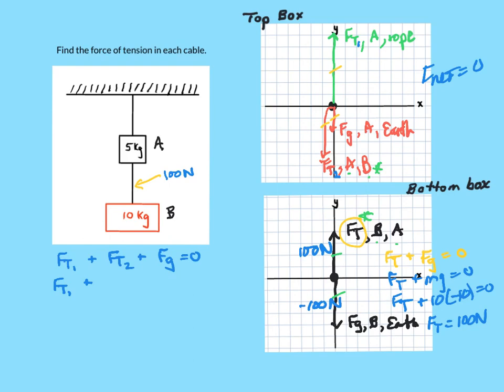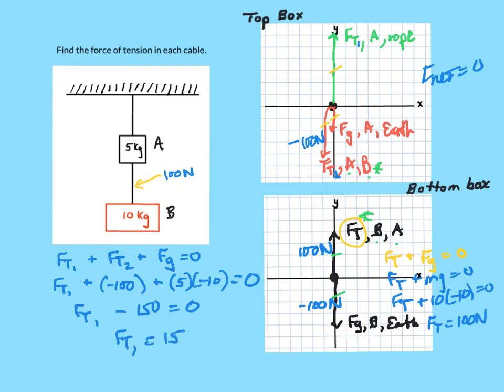And we already know what that is, right? So if this is 100 here, this is going to be negative 100 newtons because it's a Newton's third law pair. So minus 100 plus mg, so that's the mass, which is 5, times g, equals 0. So if you do all this out, Ft1 minus 150 equals 0. The force of tension 1 is 150 newtons. So the force of tension here in this cable is 150 newtons. Okay? So you'll get to work on some worksheets now and try some more complicated problems than we've had before.